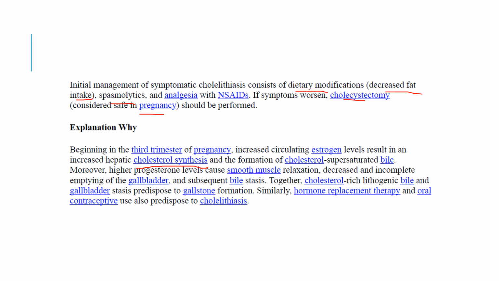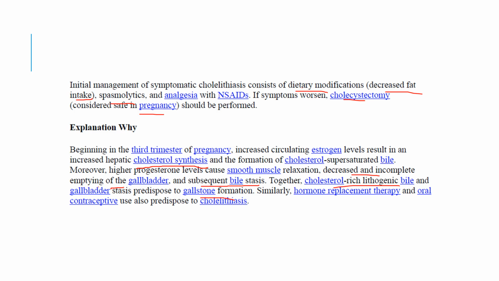So there is decreased and incomplete emptying of the gallbladder, all due to first increased estrogen leading to increased cholesterol synthesis, then increased progesterone leading to smooth muscle relaxation. So there is incomplete emptying. So overall this leads to supersaturated bile with stasis of bile. That leads to cholesterol-rich lithogenic bile, and gallbladder stasis predisposes to gallstone formation. Similarly, hormone replacement and oral contraceptives can also predispose to cholelithiasis with the same mechanism.